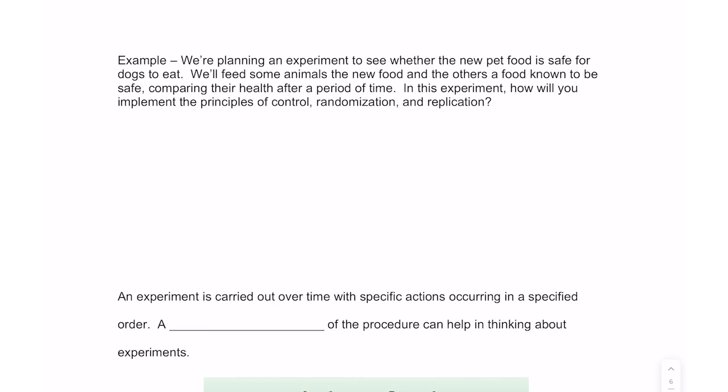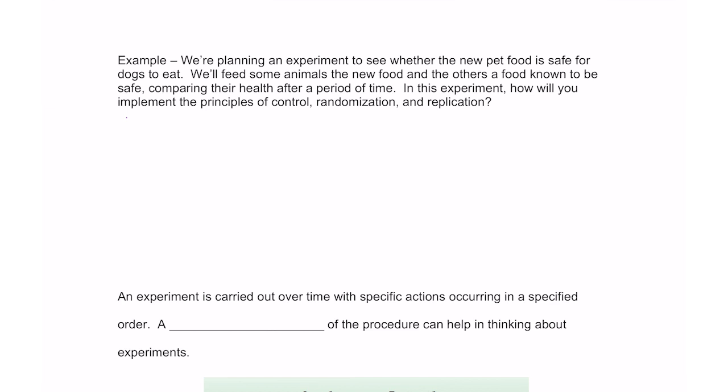So let's say we're planning an experiment to see whether the new pet food is safe for dogs to eat. We'll feed some animals the new food and the others a food known to be safe, comparing their health after a period of time. In this experiment, how will you implement the principles of control, randomization, and replication?